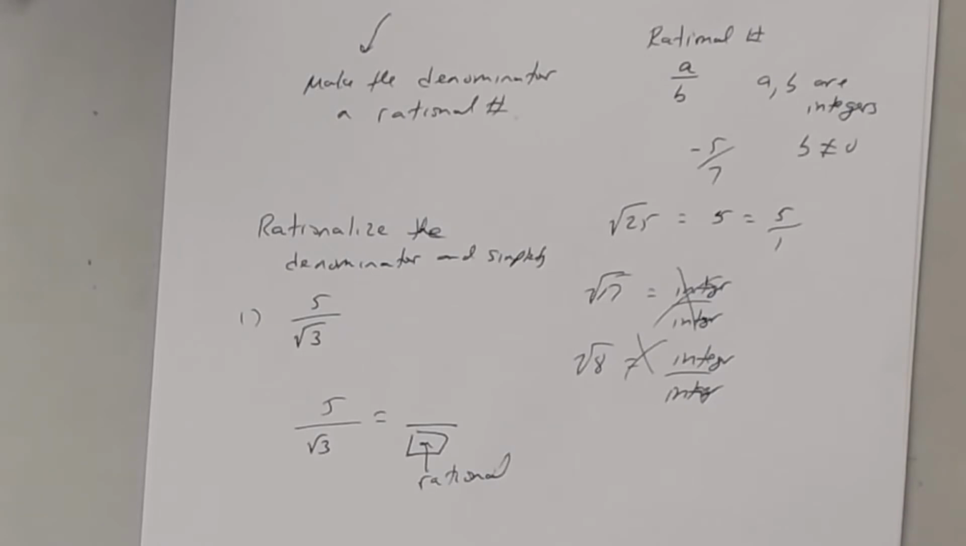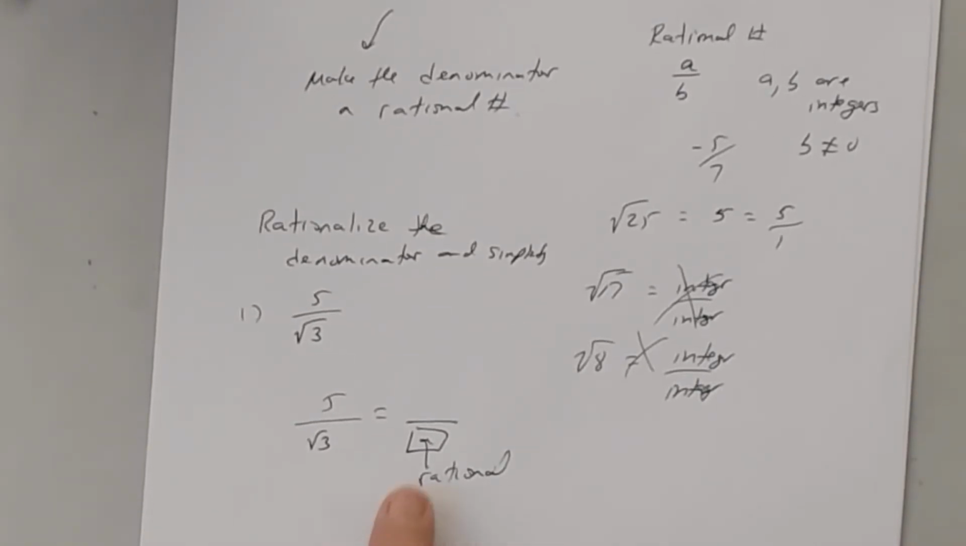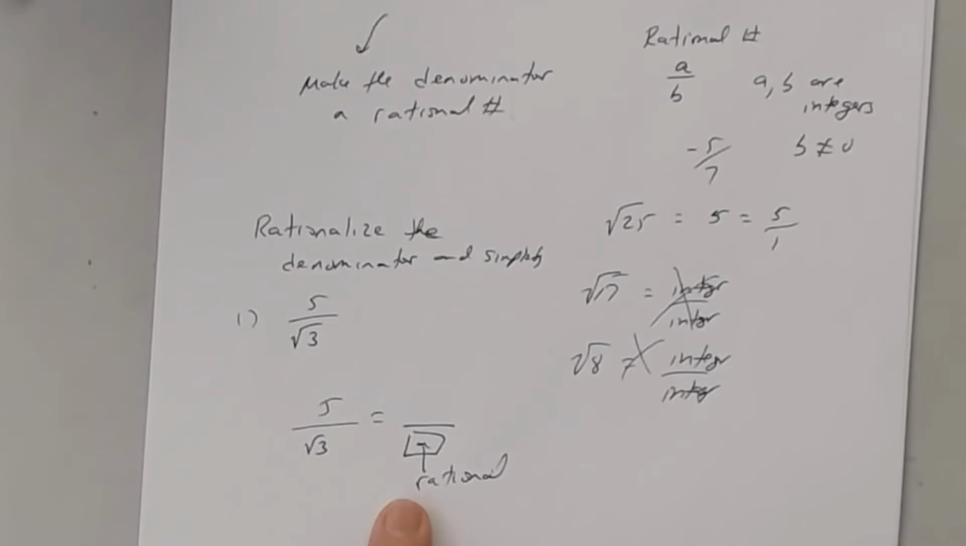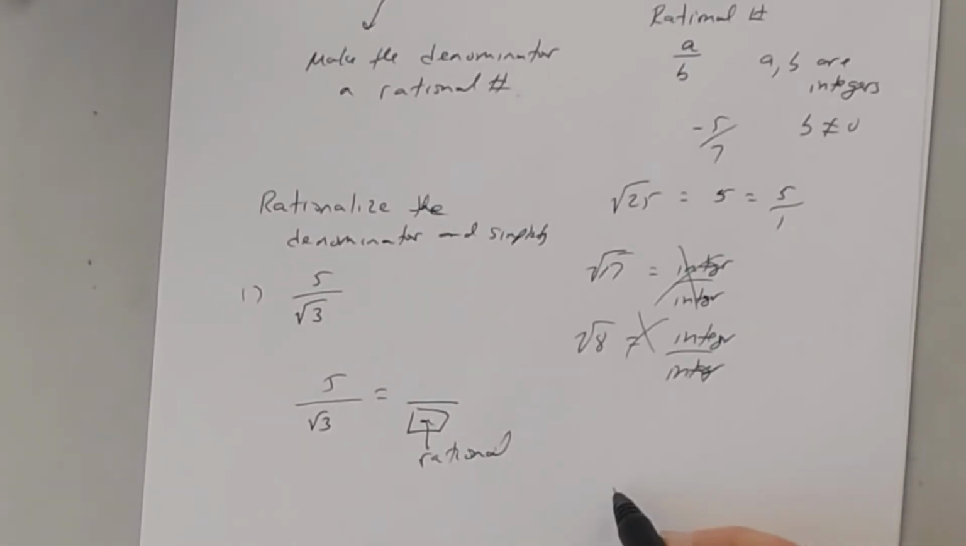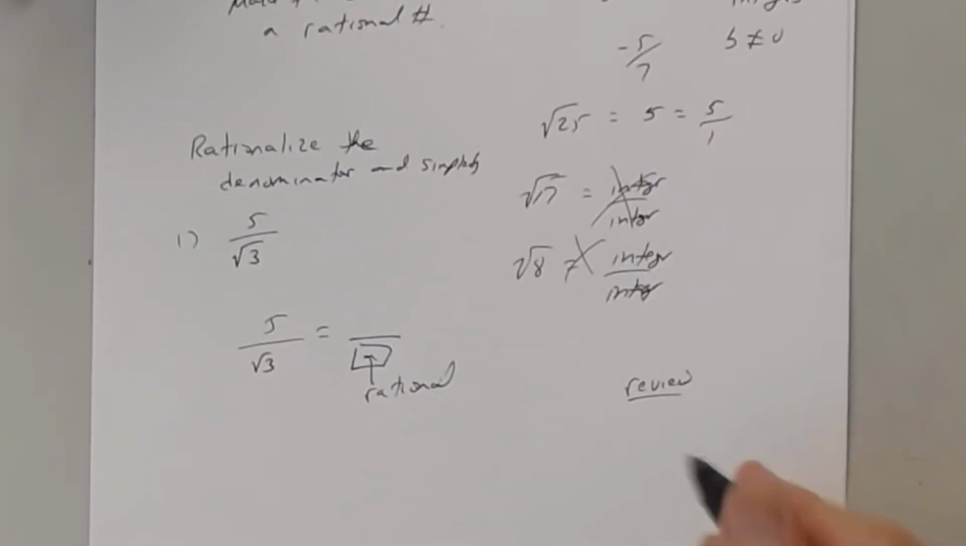I want to do something to this fraction so that I end up with what kind of denominator? Rational. All right, now I want to remind you of some properties you used many semesters ago. This is a review: if I have 6 divided by, let's say, 7, and I want to write some equivalent fractions.